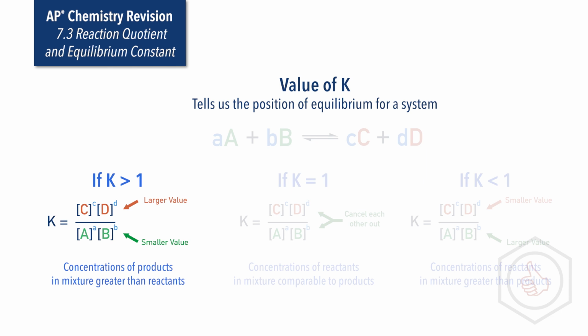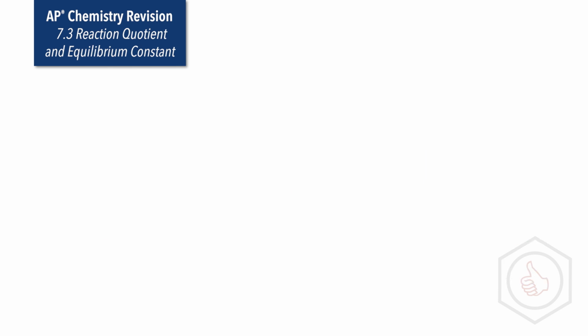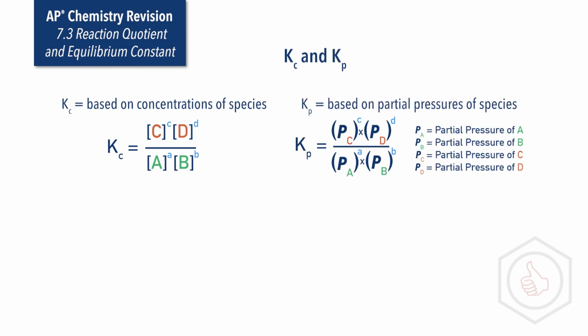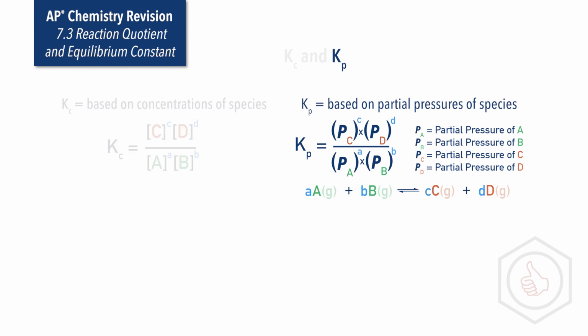In the AP Chemistry course, you encounter two main types of equilibrium constant: Kc, which is based on concentrations, hence the C, and Kp, which is based on partial pressures, hence the P. Partial pressures only apply for gases, so Kp can only be used for gas-based systems. Kp works in exactly the same way as the equilibrium constant Kc.